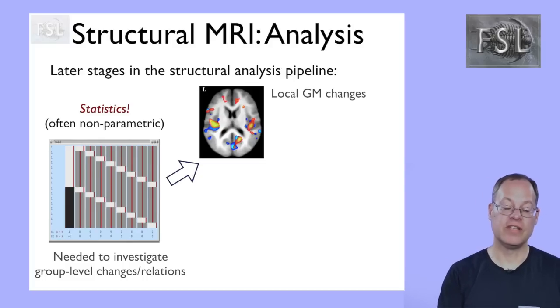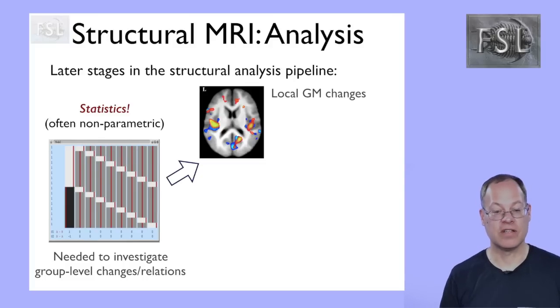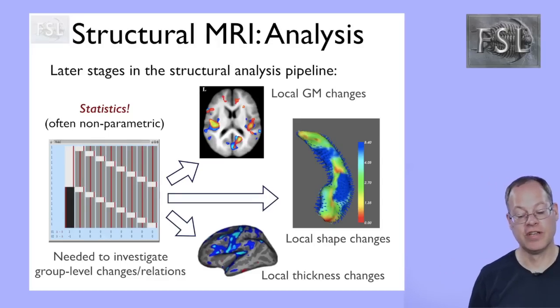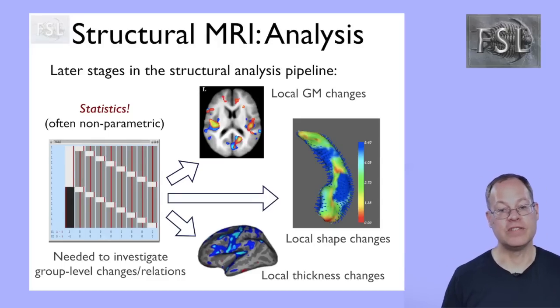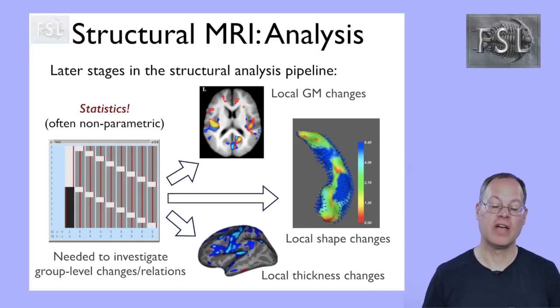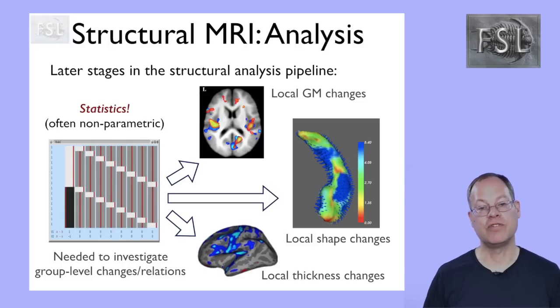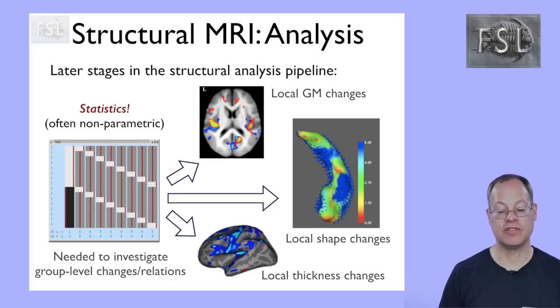And we can use it in structural imaging to look at things like changes in grey matter, changes in the shape of a structure, or changes in the cortical thickness. All of these use statistics in order to analyse what's going on across a group of individuals, taking into account both the noise in the individual MR scans, but also the biological variation across that population.